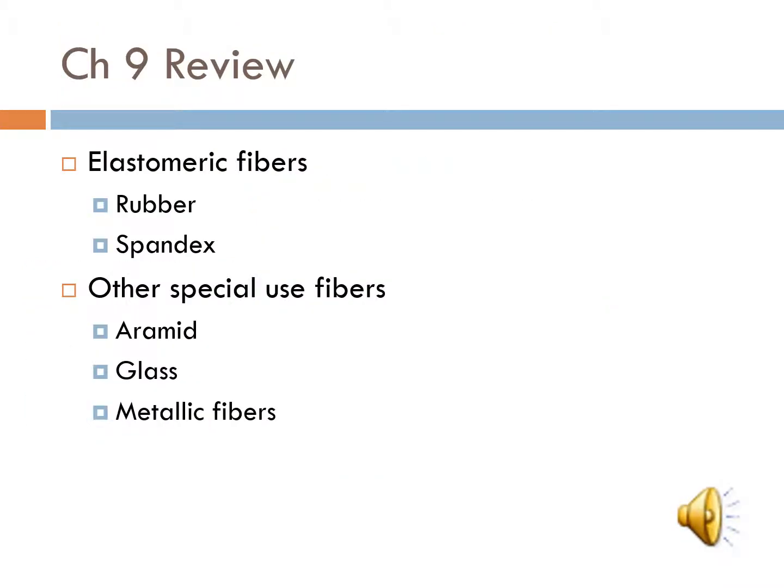As a review, just to point out the major takeaways from this chapter, we went over the elastomeric fibers of rubber and spandex. So those are going to be the main focus of this particular chapter, but we also went over other fibers that have other special uses, primarily that they are chemical, heat, or fire resistant. So we talked about aramid and glass and metallic fibers as well. So those are pretty much the main takeaways from this chapter.